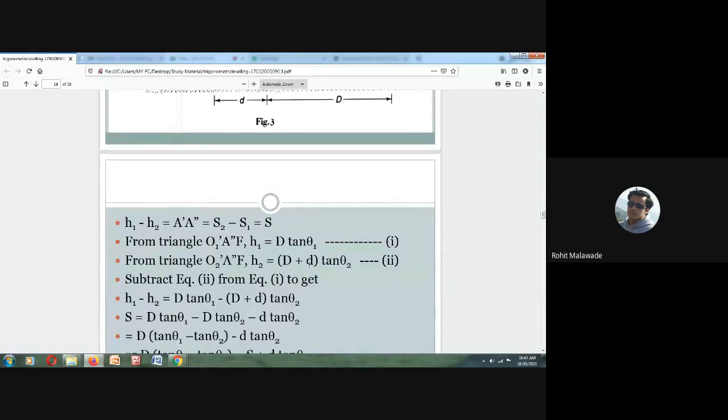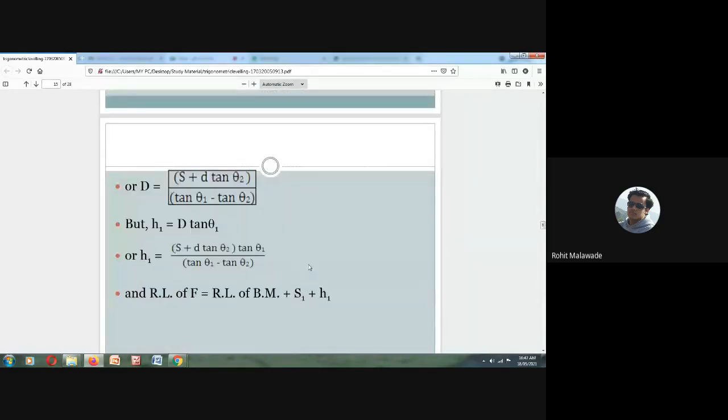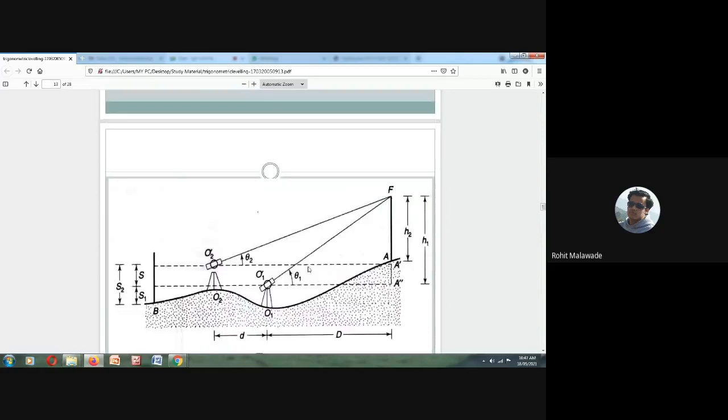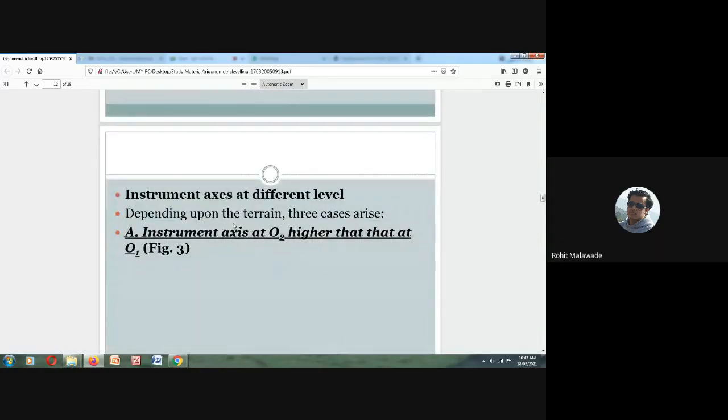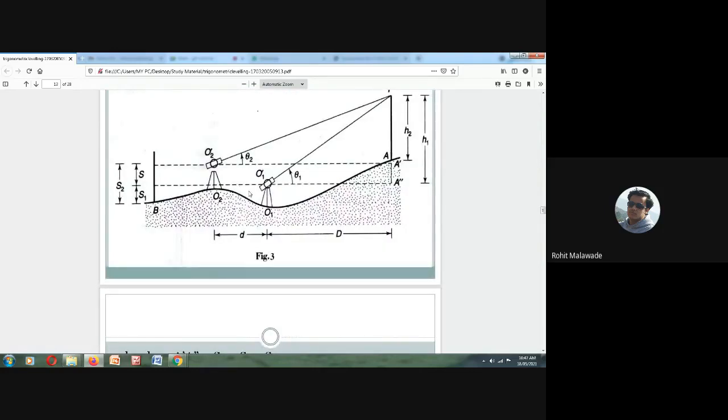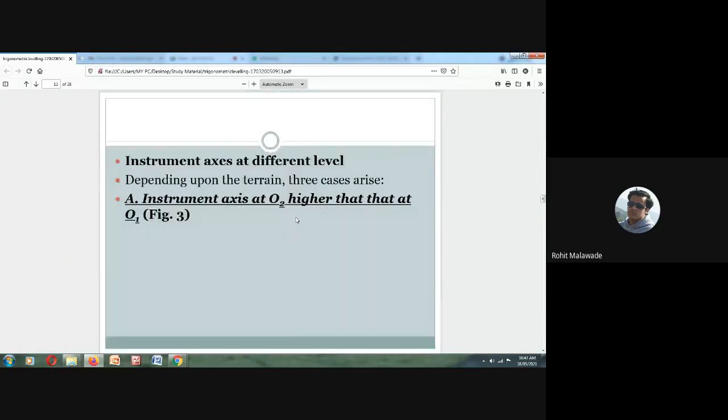Now we will be solving one more problem, with the instrument axis at a different level. Here, what is happening is the line of collimation, or your horizontal line of sight, the level of both the instruments is going to shift. So this is how we will be solving the problem by the other type.